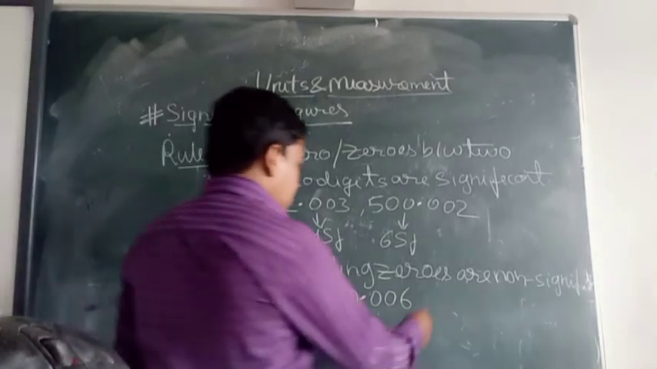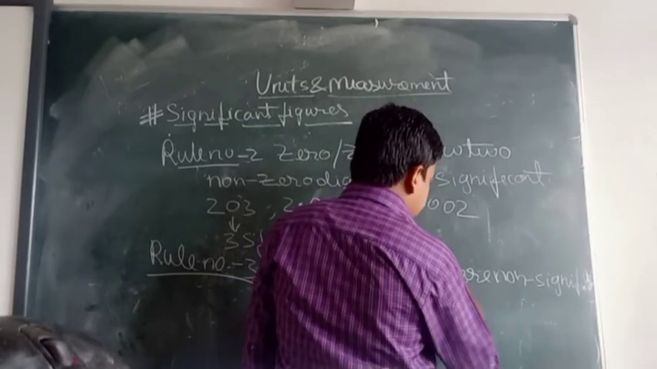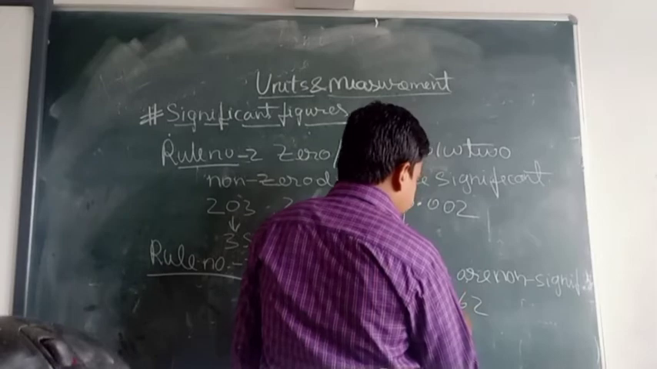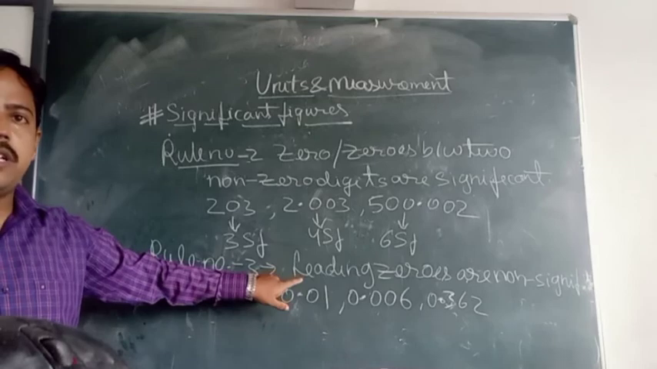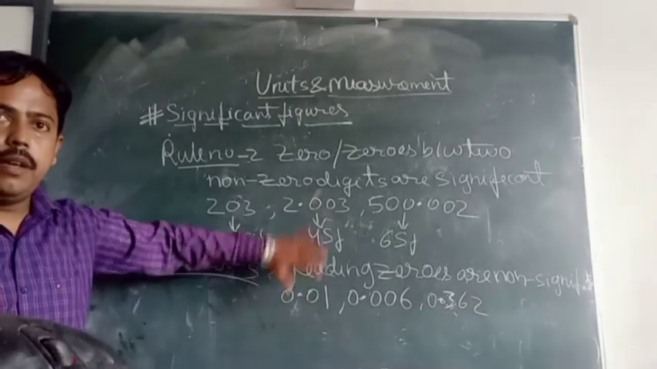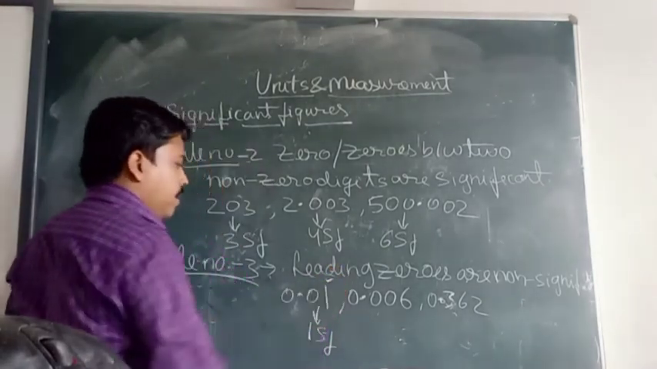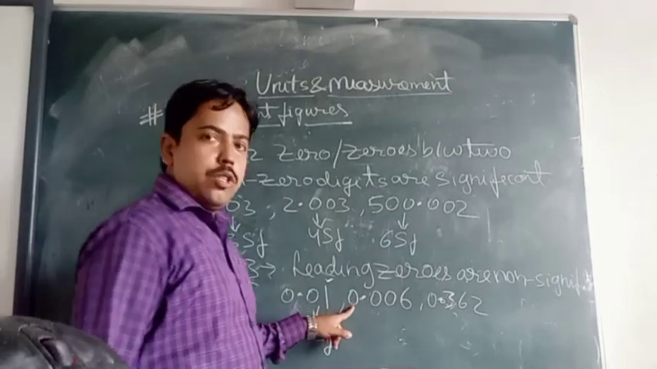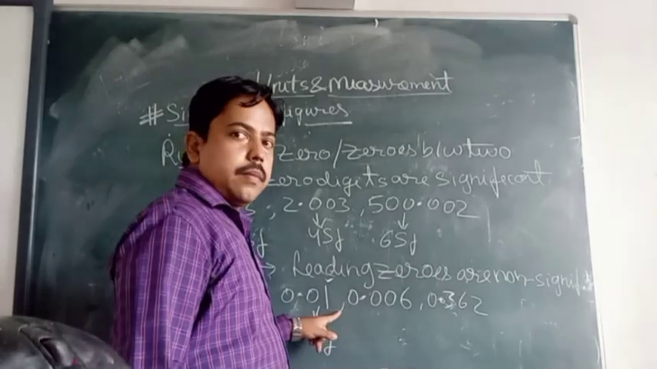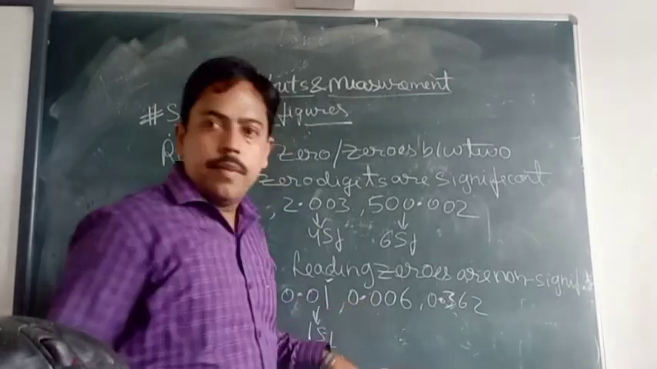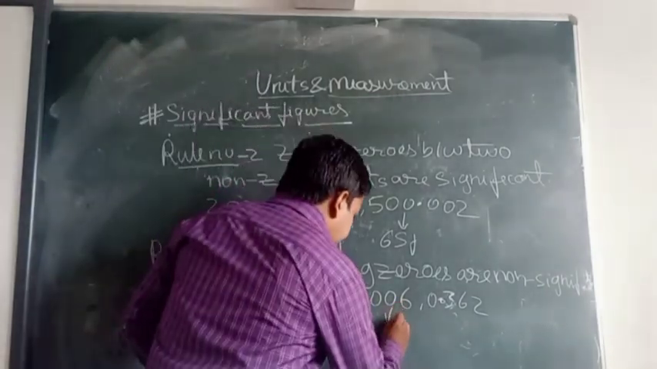Similarly, you can write this also: 0.362. How many significant figures are here in the first expression? How many leading zeros are there which are not significant? Two leading zeros are here, so they will be non-significant. So significant is how much? 1. That is only this number. Similarly, in this case also, how many significant figures are there? There is also one significant figure.